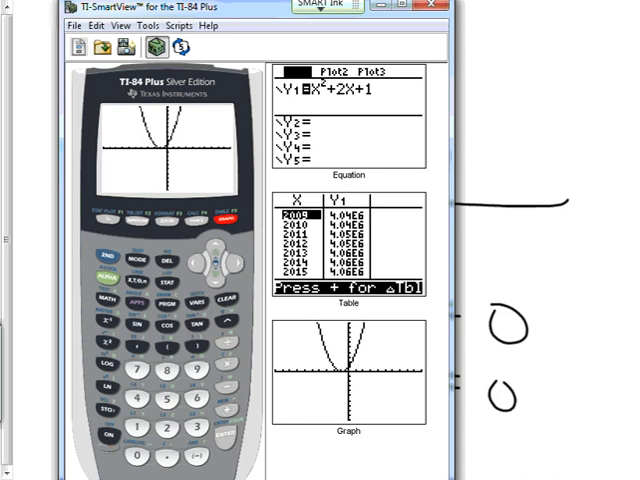It's called second calculate the zeros. Everybody go to second calculate the 0. It's number 2. And now it says left bound. You have to go and make a boundary on the left side of where the 0 point is. If you don't know where the 0 point is, this doesn't work. But I know the 0 point is about there. So I'm going to go to the left of it. And then I hit enter. And then I go to the right of it.